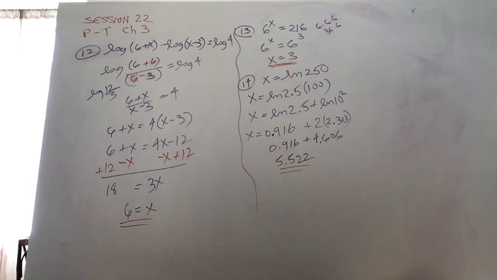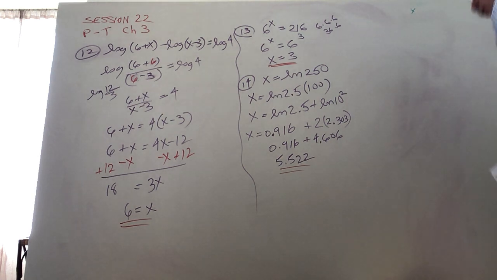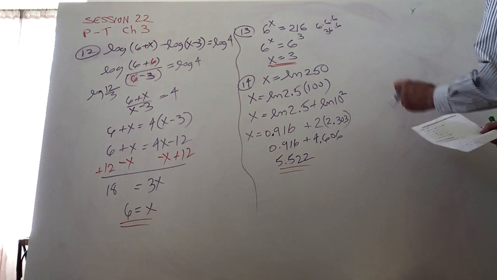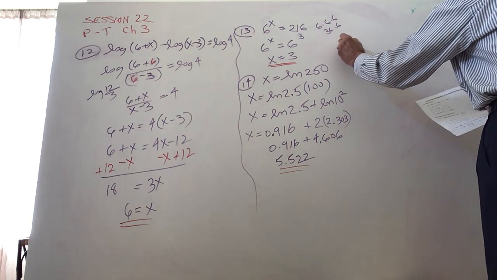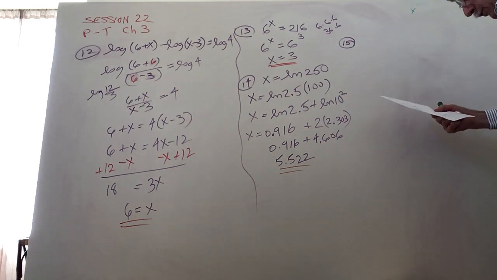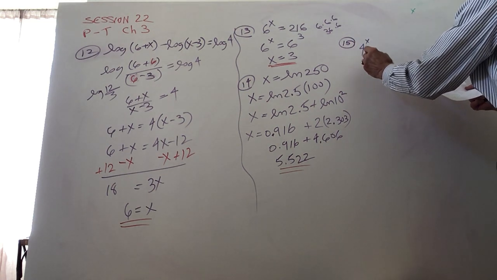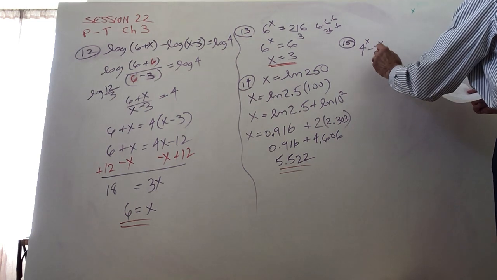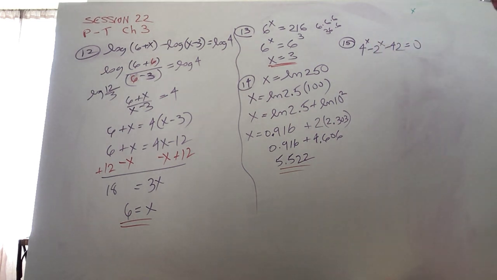Number 14. Number 15 is probably one of the more involved ones on the page. We've done it a few times now, but I'm not sure how well you understood it. It's 4 to the x minus 2 to the x minus 42 equals 0, okay? And in this case, I am going to try to factor it again.